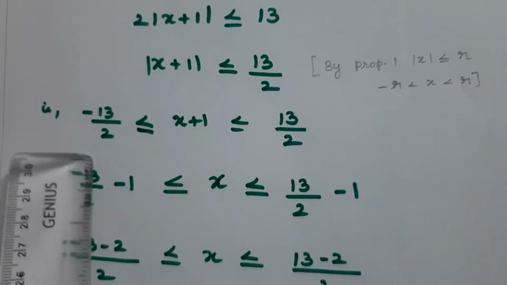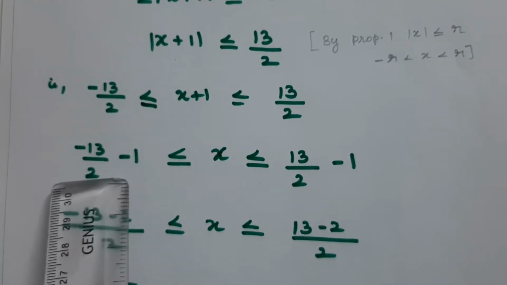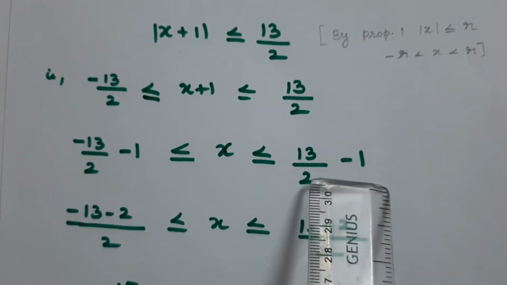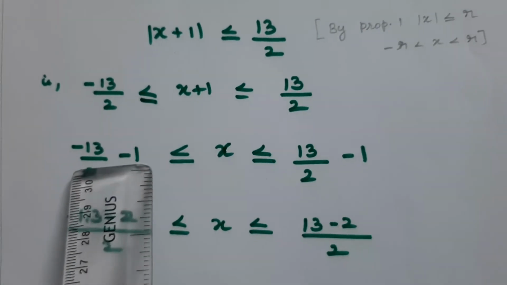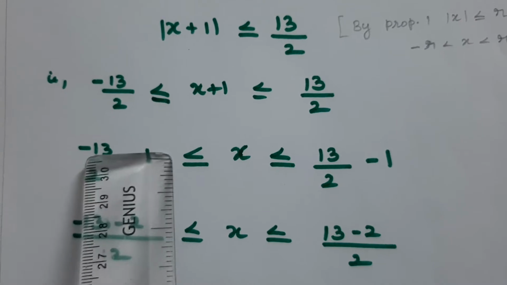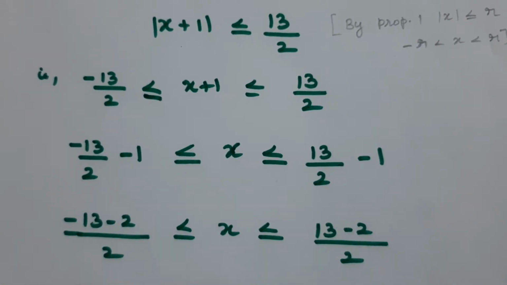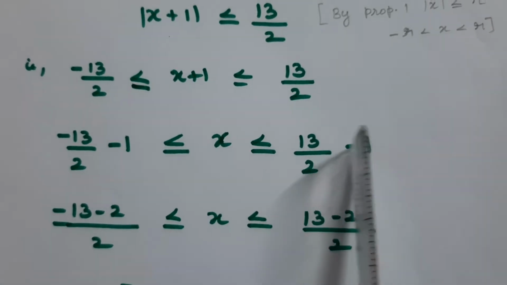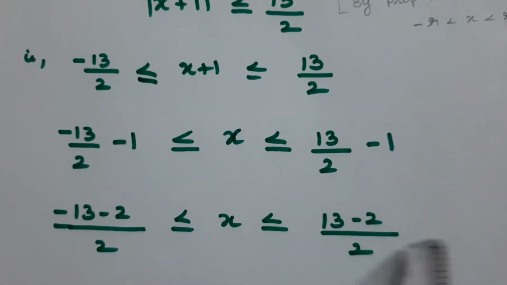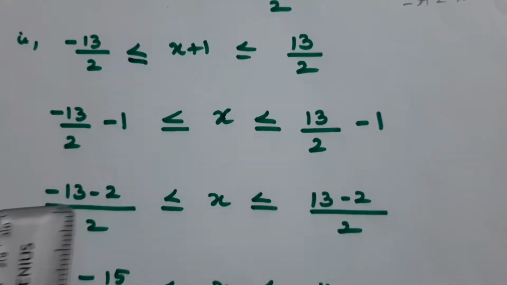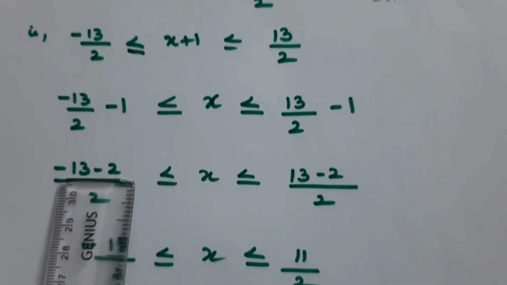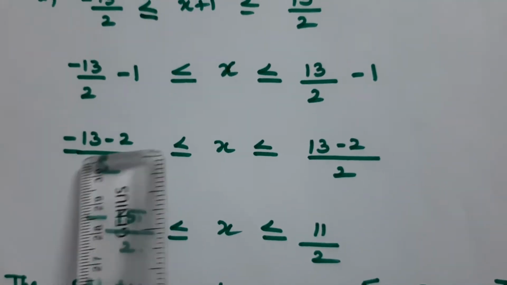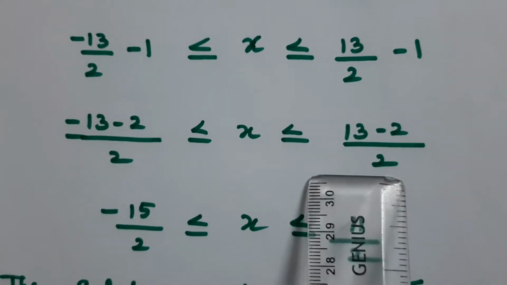Bring this plus 1 to this side, so you will have minus 1. In the same way, bring the plus 1 to the right hand side, and you will have the minus 1. So, take the LCM here. You will have minus 13 minus 2 divided by 2, which is less than or equal to x, less than or equal to, take the LCM here, 13 minus 2 divided by 2. My same sign is here, so add the values. You will have minus 13 minus 2 gives you minus 15 by 2, and here 13 minus 2 gives you 11.